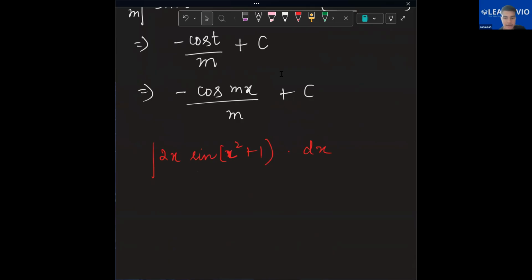Tell me what you will consider as a substitution, and which part you will substitute. Take t is equal to x square plus 1, and then dt equals 2x dx. Okay, ठीक है fine.